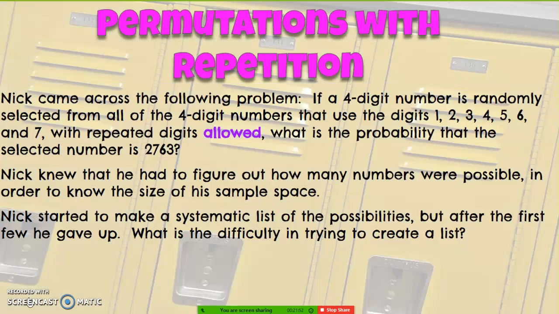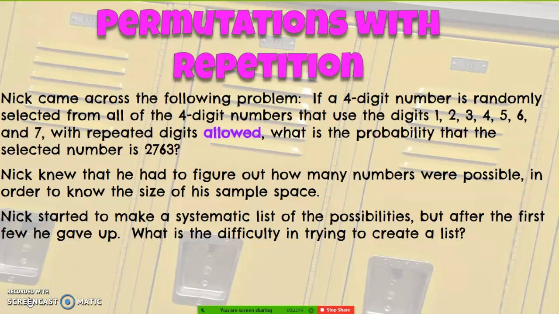Nick came across the following problem. If a 4-digit number is randomly selected from all of the 4-digit numbers that use the digits 1, 2, 3, 4, 5, 6, and 7, with repeated digits allowed, what is the probability that the selected number is 2763? It's a permutation. That means 2763 is not the same as 2736.